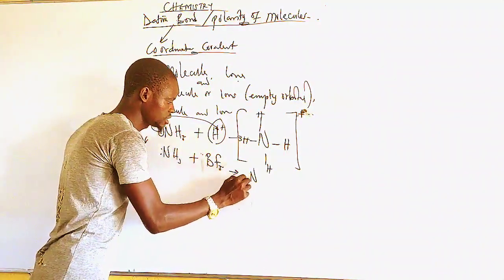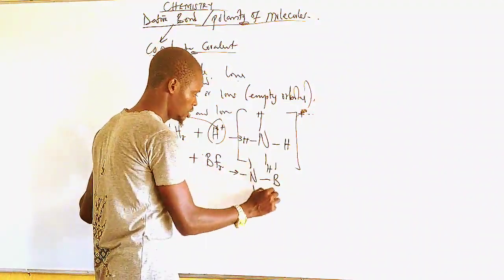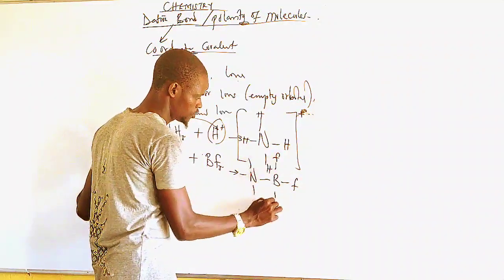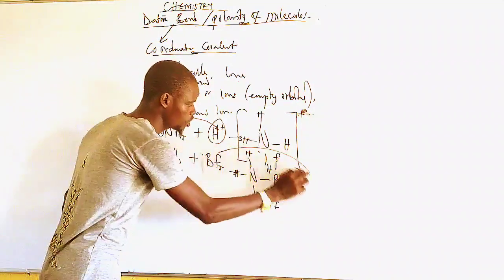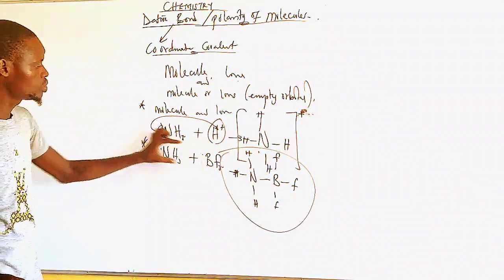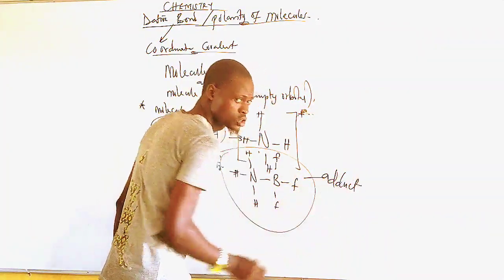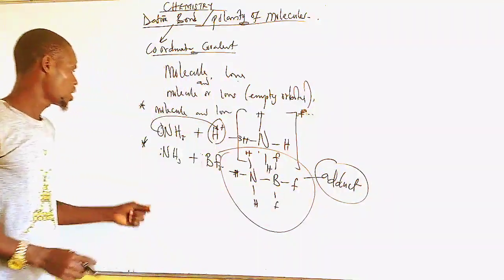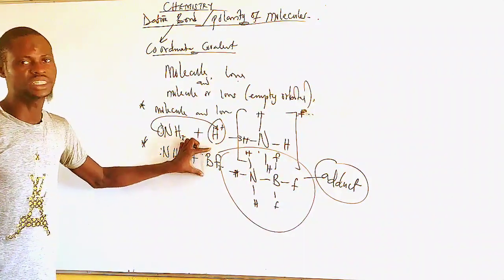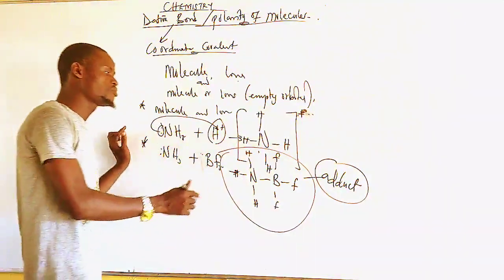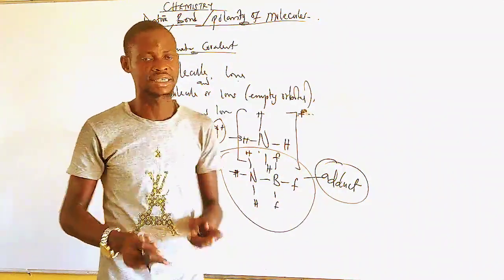Where I'll be having N, H3, then BF3. Now, this kind of compound that is formed between two molecules is otherwise known as an adduct. So, an adduct is always formed when one molecule with a lone pair is bonded with another molecule with an empty orbital. Are you getting what I'm saying now? The kind of bonding that exists in an adduct is also known as dative or coordinate covalent bonding.